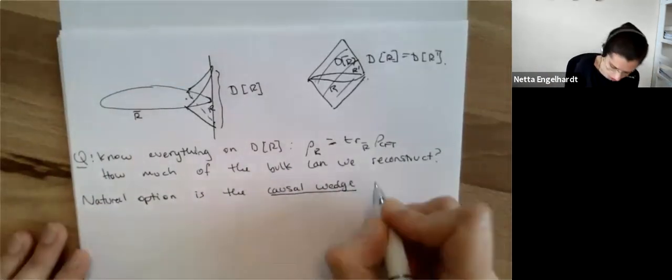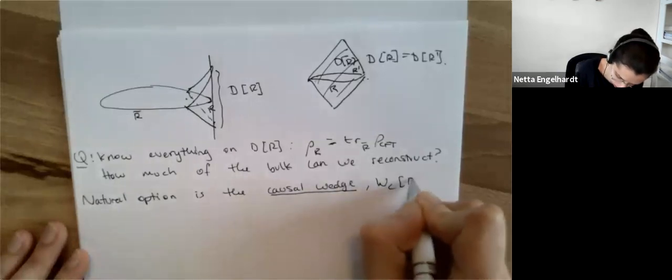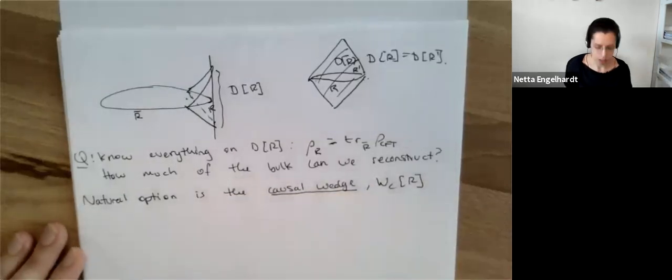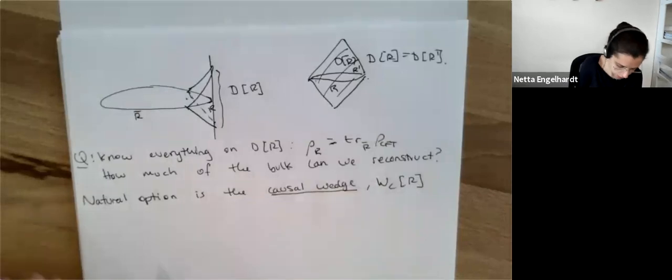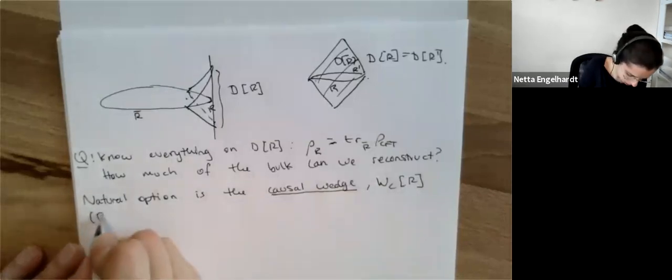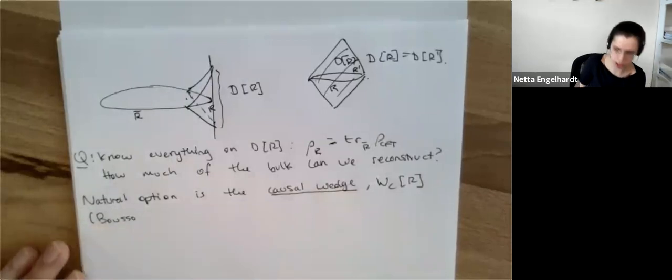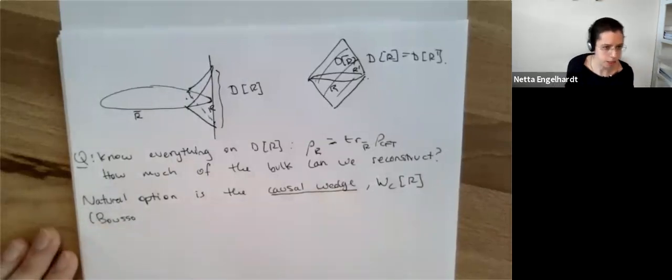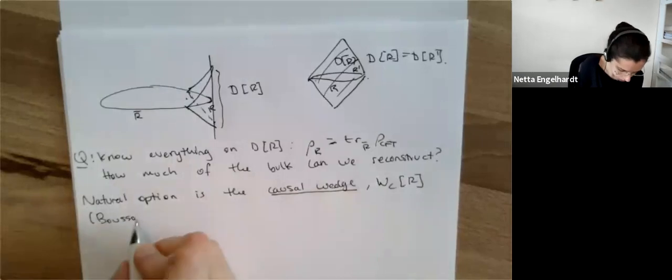So the causal wedge, which I'll denote W_C of R, just the causal wedge of R. This option was proposed by a number of different groups. I'm going to do my best to keep on putting references so you all can look them up, but if I forget, just please let me know.